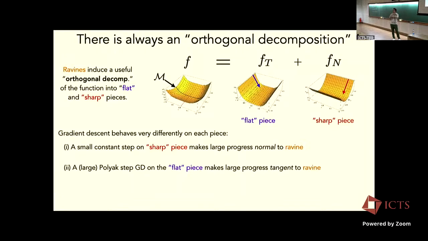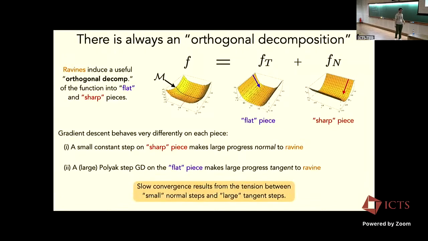So now you have this kind of tension between the two, right? On the one hand, if you want to make progress on this part of the objective, you need to take a small step size. If you want to make progress on this part of the objective, you need to take a large step size. And anytime you take a large step size on this function, you're going to screw up all your progress on this sharp piece, because you're just going to get pushed away from the manifold. This one's going to be in good shape, but this one's going to get pushed away.